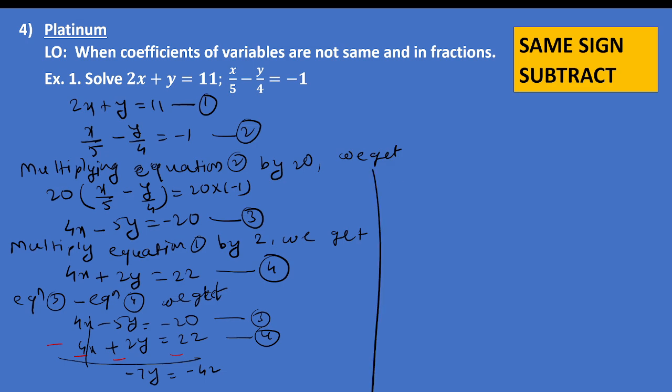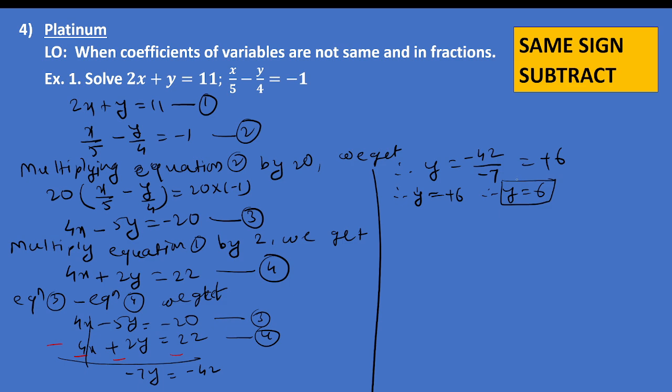Therefore y equals minus 42 divided by minus 7, which is minus 6. Actually it is plus 6, y equals plus 6, because in the numerator and denominator we are seeing minus signs. Whenever we have a ratio of minus to minus, we get the answer in plus, so it is plus 6.